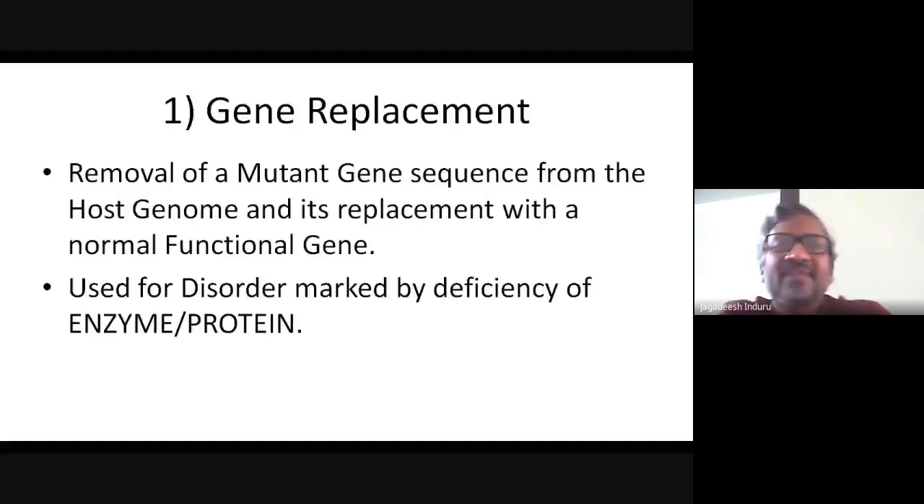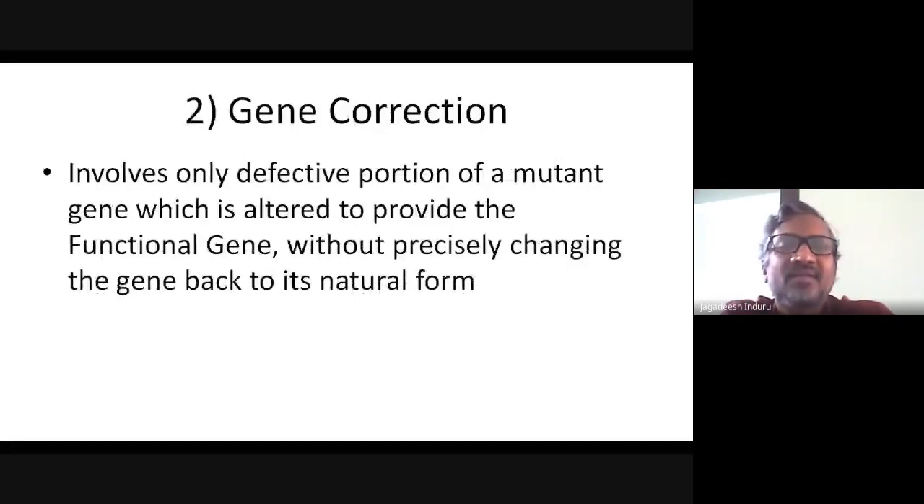Another one is gene correction. In gene correction, what will happen? It involves only the defective portion of the mutant gene, which is altered, without touching the remaining part, to provide the functional gene by changing it back to its natural form. It will be functioning; the backbone is the same, and only the defective portion is corrected by altering it.